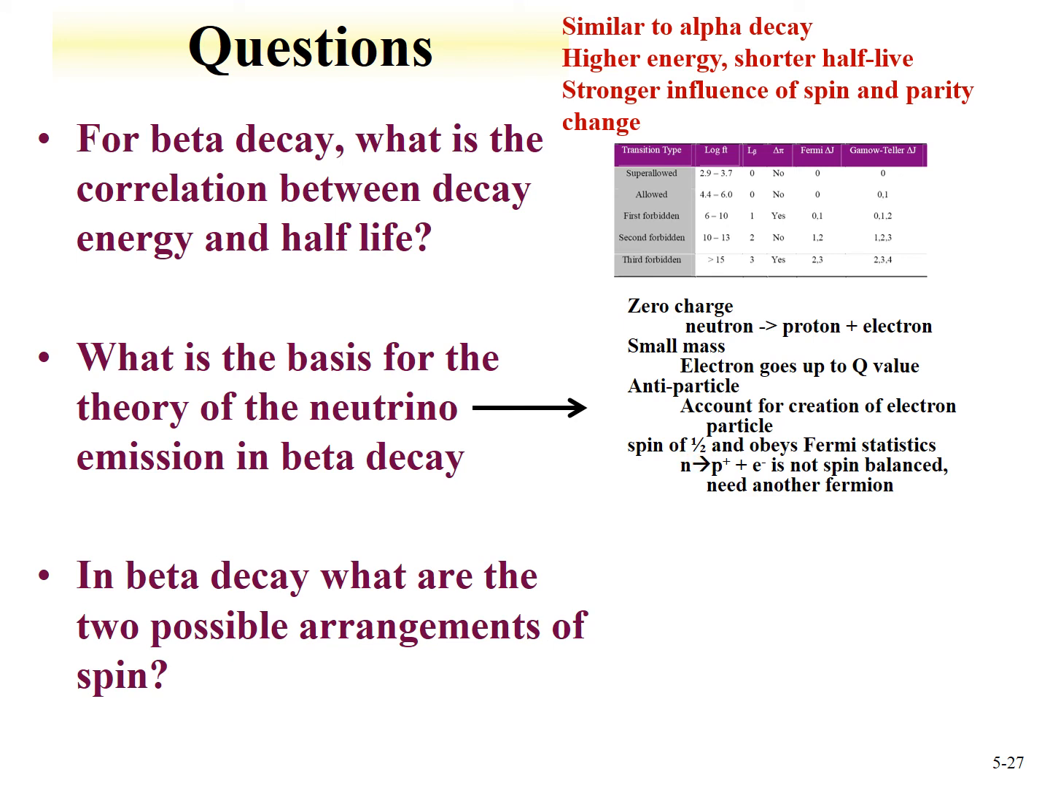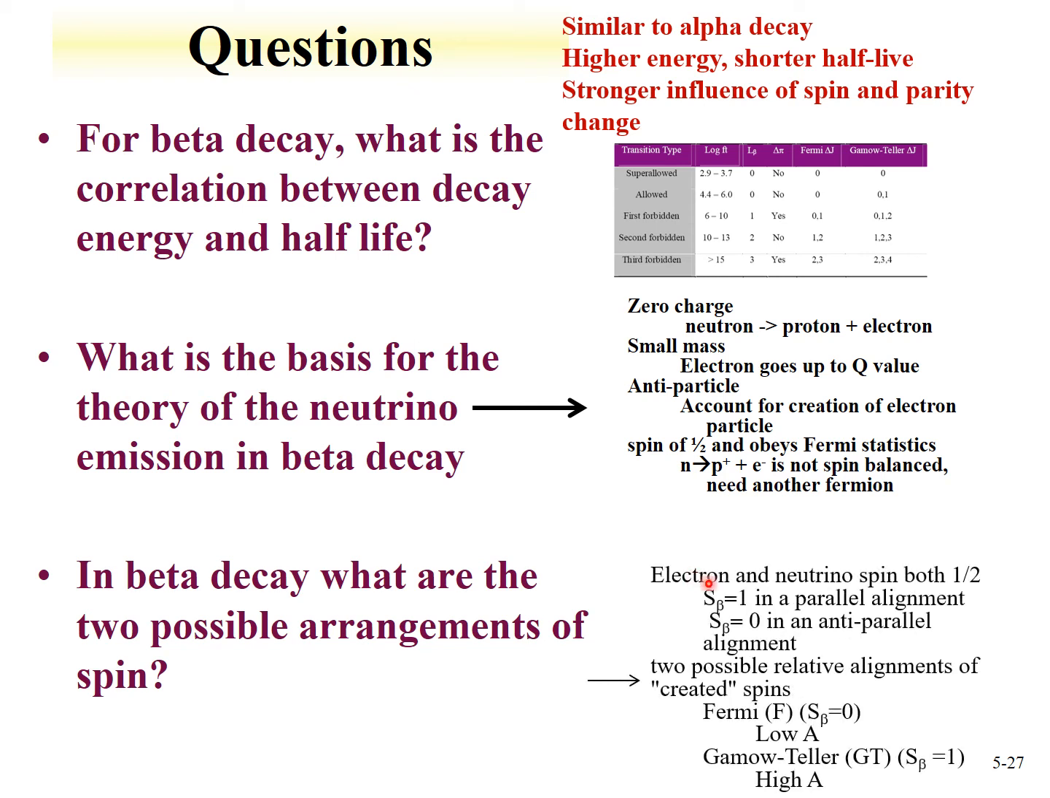So in beta decay, what are the 2 possible arrangements of spin? And basically what we're saying is, what are the spin properties of the resulting particles? Well, we talk about an electron and a neutrino, both have spin 1/2. We just discussed this. If they're parallel, the overall spin change is 1, and if they're anti-parallel, the overall spin change is 0. So we can have this alignment that creates 2 possible spins. The 0 is Fermi spin, while the 1, where they're in parallel arrangement and the spin is 1, that's Gamow-Teller. Fermi spins tend to dominate at low A numbers, and Gamow-Teller at higher A numbers.